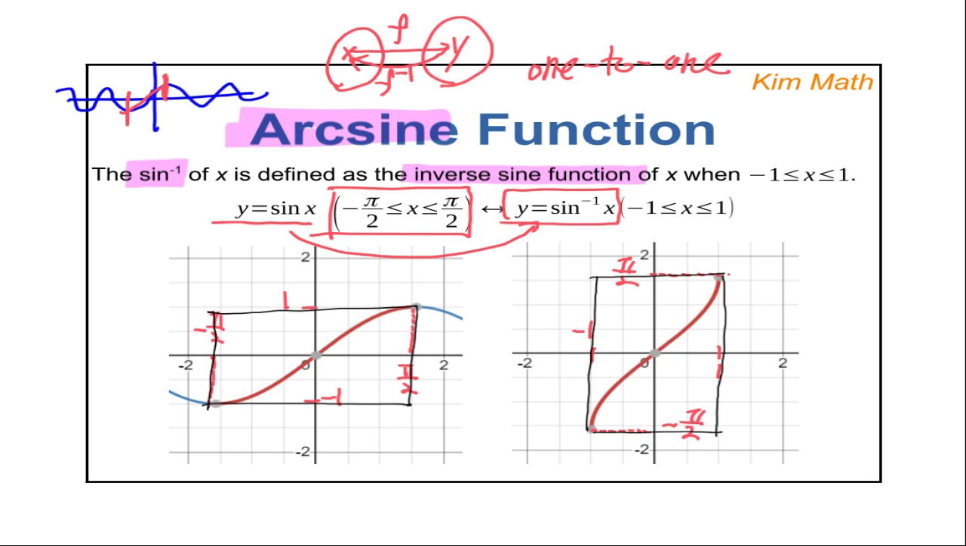Then your input value of y equals arcsine is from negative 1 to positive 1, and the output value will be from negative pi over 2 to positive pi over 2. Can you see the relation between these two graphs?